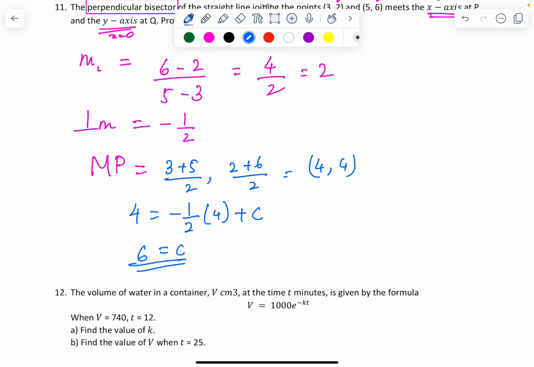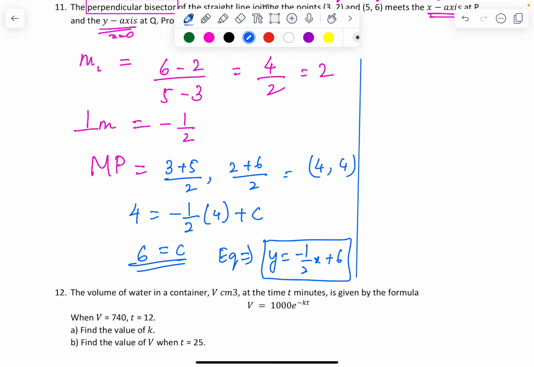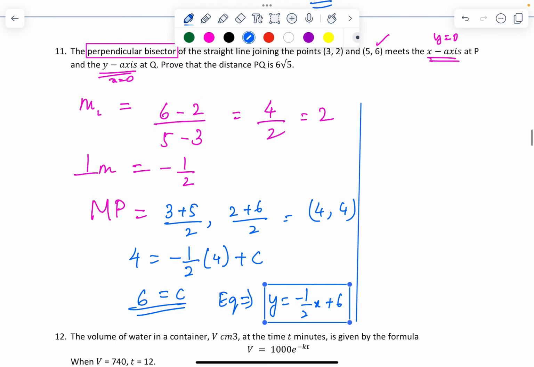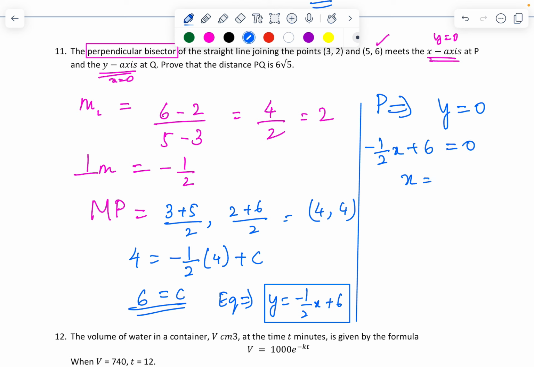So now I'm going to write the equation. What is our equation? The equation is y equal to negative 1 over 2 x plus 6. This is our equation. But is this our answer? No, it is not. We have to find the point P and the point Q. So P is meeting the x-axis, which means y equal to 0. So I substitute y equal to 0. So negative 1 over 2 x plus 6 is equal to 0. When you substitute this, you will get x equal to 12. So the point P is 12, comma 0.